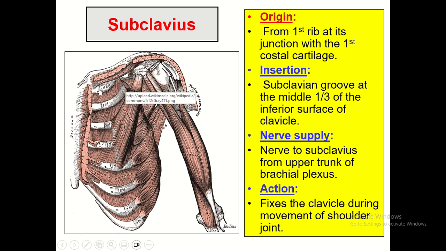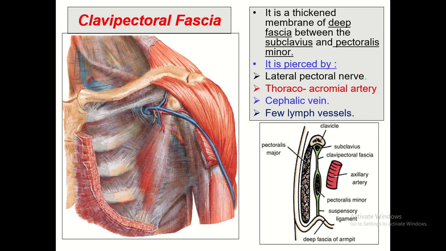And also, it fixes the clavicle during movement of the shoulder joint, right? So remember, the shoulder joint is one of those joints that are less stable, which means they are mobile. So when this joint is moving, we need to fix the clavicle, and this is the muscle that also fixes the clavicle, right? Another important thing is a fascia, called the clavipectoral fascia.